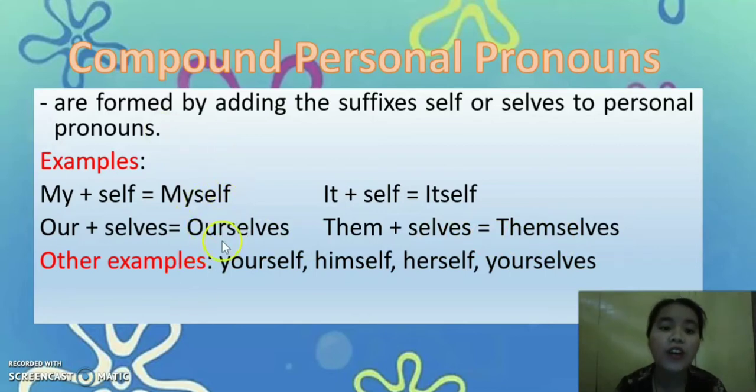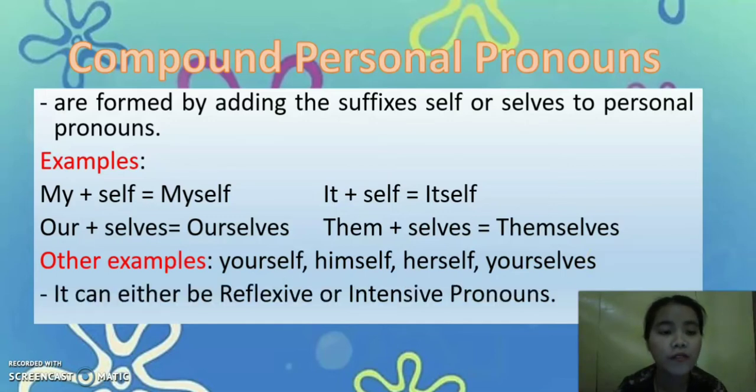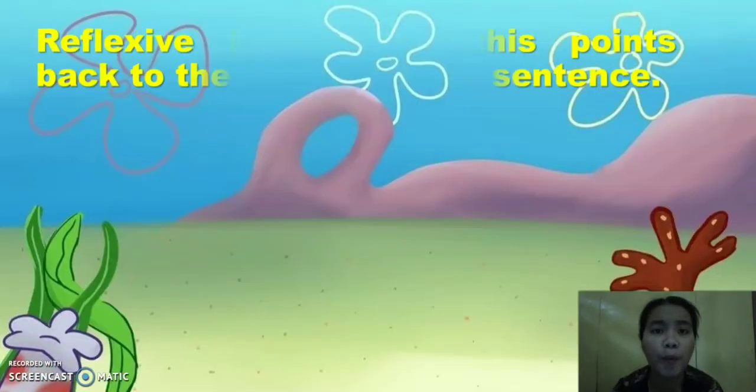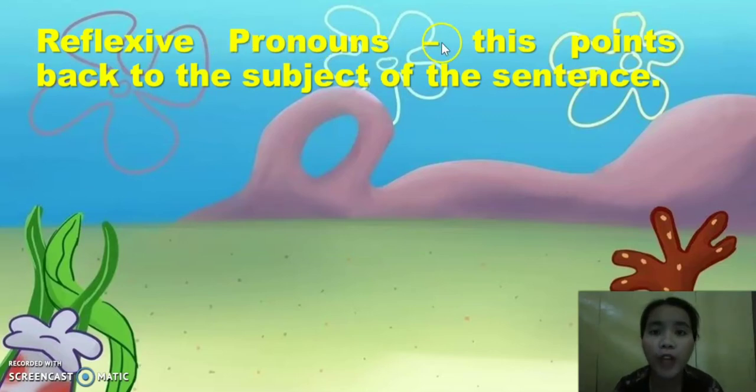Myself, ourselves, itself, themselves. Other examples are yourself, himself, herself, yourselves. Okay, so remember, that is a compound personal pronoun. So compound personal pronouns, class, can either be reflexive or intensive. So now we will learn what is a reflexive compound pronoun. So reflexive pronouns point back to the subject of the sentence. So it points back to the subject of the sentence.